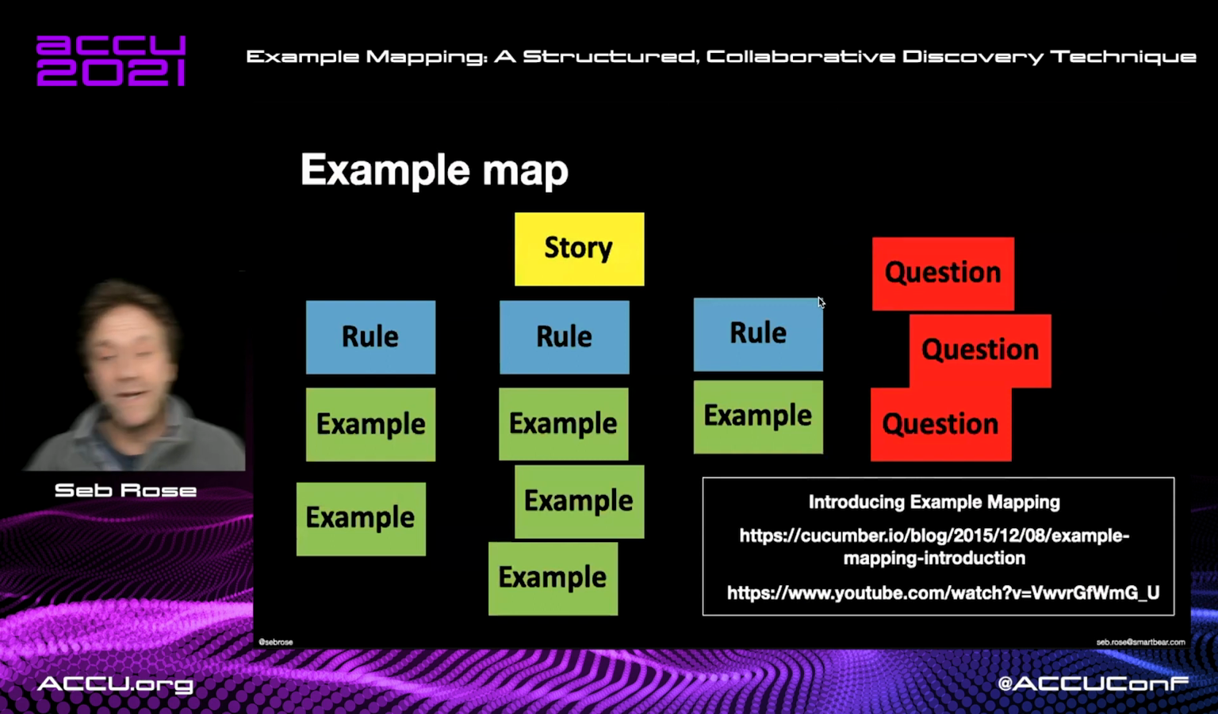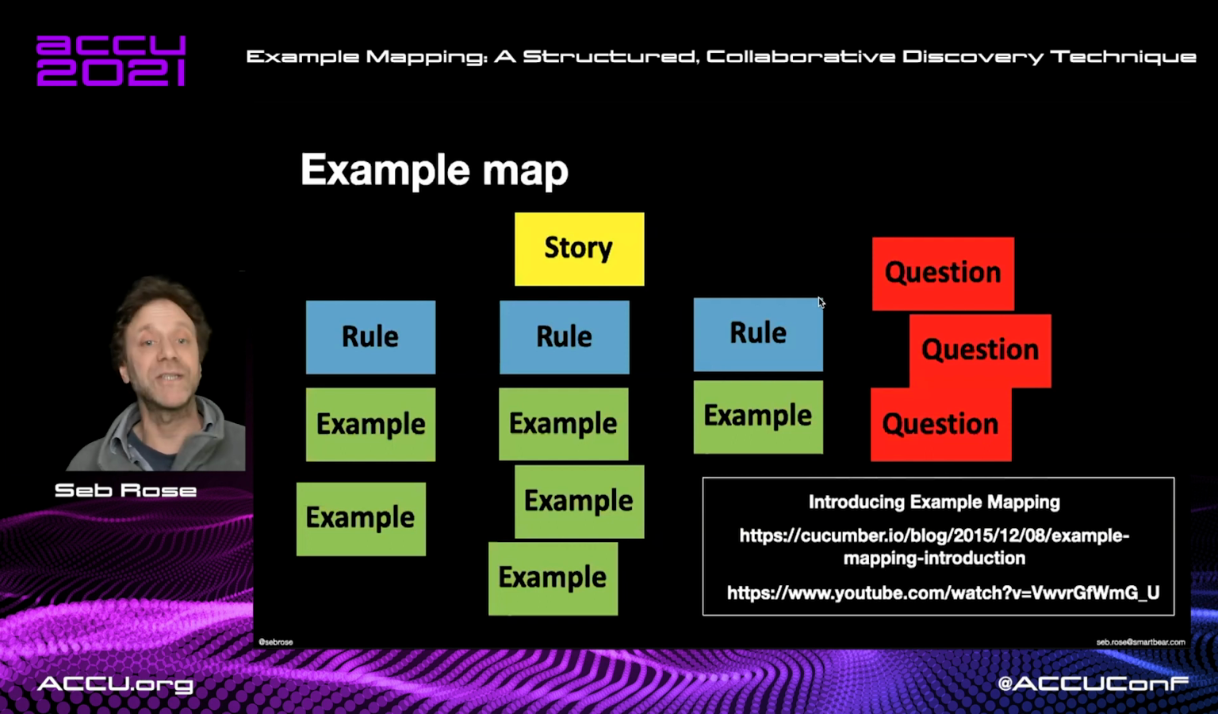So I'll just go straight in at the deep end. This picture is a representation of the sort of canonical example map that might be created during an example mapping session. At the top, you'll see a yellow card, which has the word story written in it. This represents a user story. So example mapping was developed as part of some training that Matt was doing with a customer who was an agile software shop. So they were working with user stories. And so this yellow card represents a single user story.